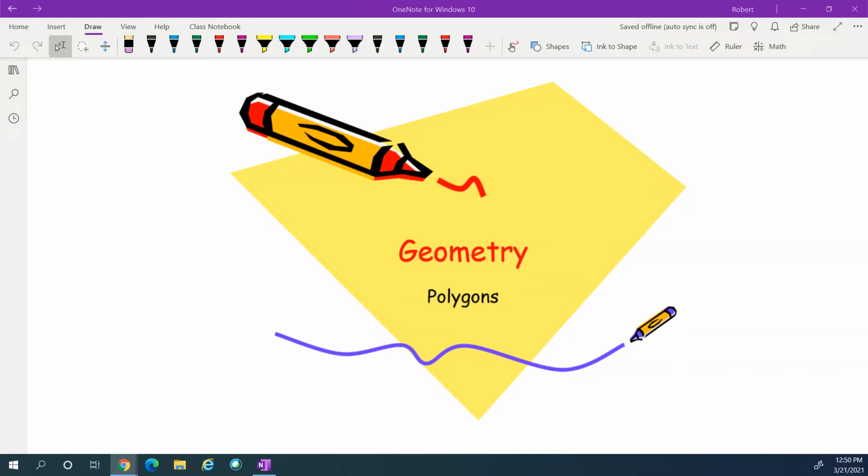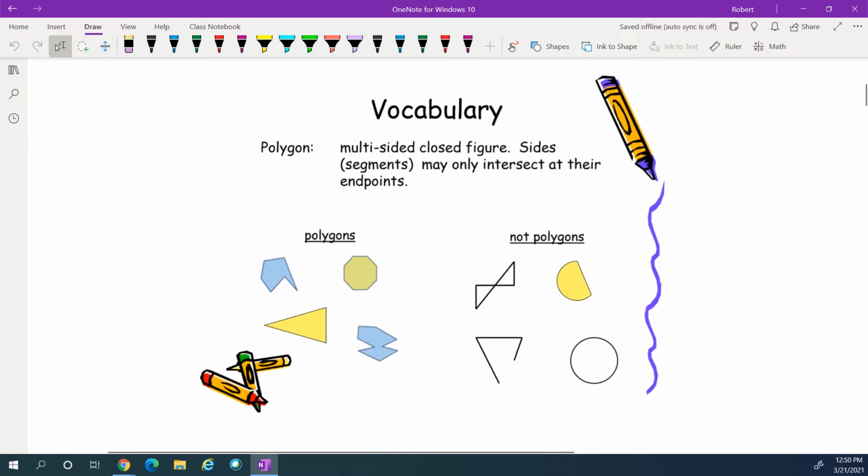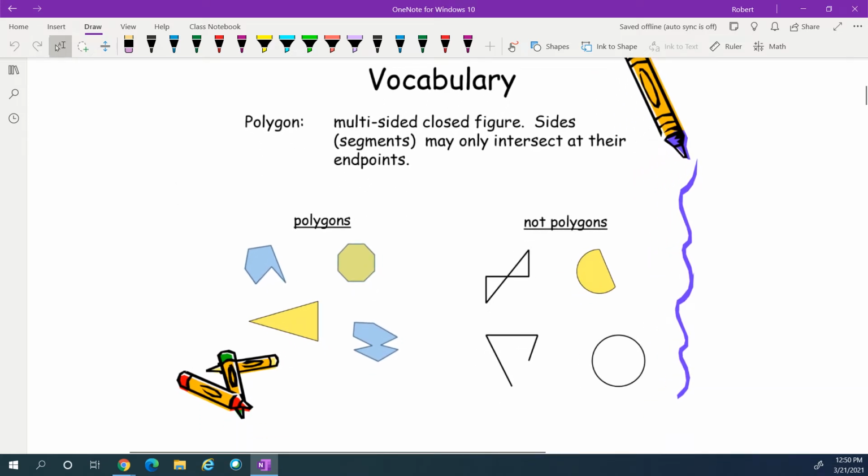All right, welcome back. This unit talks about polygons and regular polygons. We've been talking about polygons for a while. A polygon is simply a multi-sided closed figure. The sides are made up of segments that can only intersect at their endpoints, the smallest one being three-sided, a triangle, then quadrilateral, and so on.